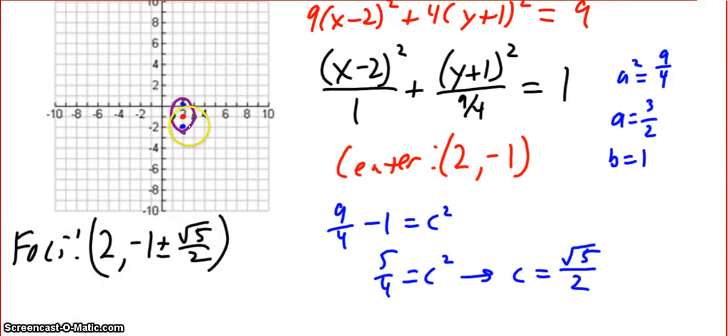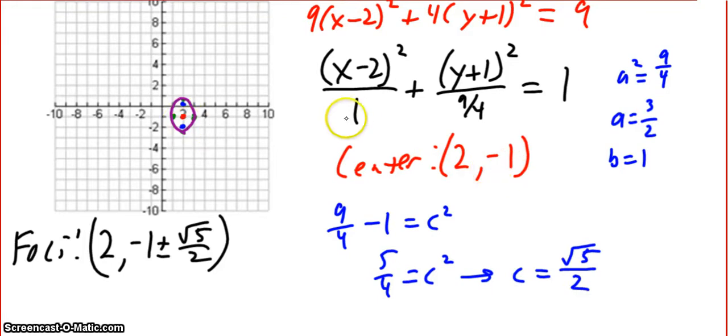Okay, so here we get a tiny little ellipse. The standard form of the equation is (x minus 2) quantity squared over 1 plus (y plus 1) quantity squared over 9/4, and this equals 1. So then we have a center of (2, negative 1).